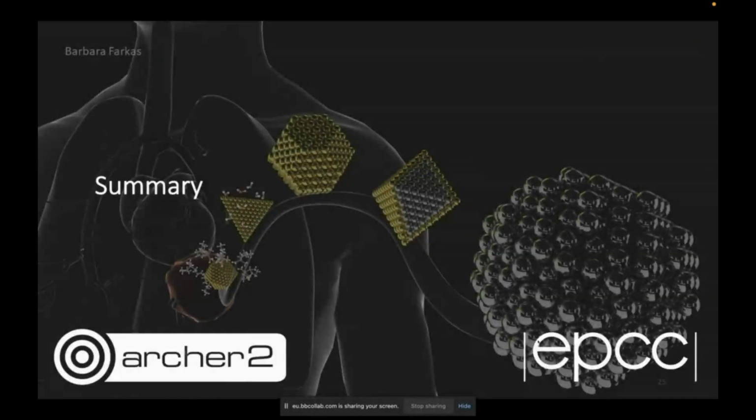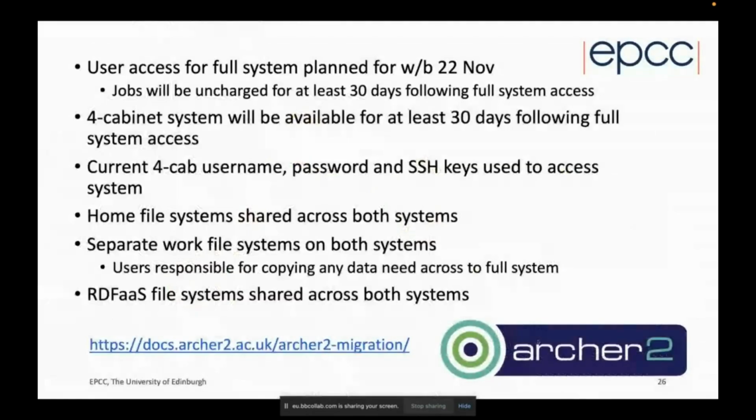So I'm at the end now of what I wanted to say. The summary I've heard here is mostly around the logistics side of things rather than the differences. In the user access full system plan, week beginning 22nd of November, we're very hopeful and reasonably confident now that it will actually be on the Monday at the start of the day, if at all possible, unless something catastrophic goes wrong in the next couple of days.